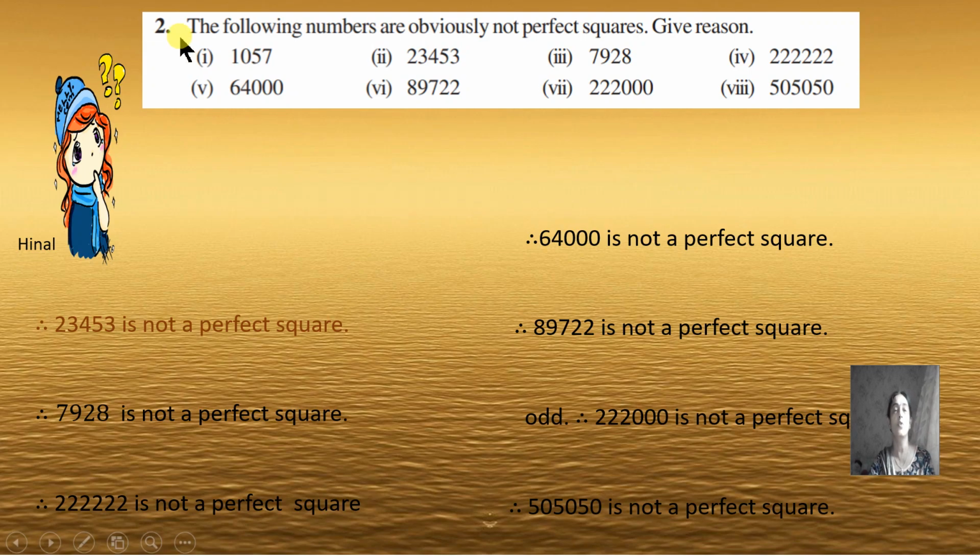Question 2 is, the following numbers are obviously not a perfect square. Give reason. These numbers which are given to you are not a perfect square, so you give reason. Now Heenal reads this question and she's thinking, why are these numbers not a perfect square? What reason can I give? Looking at them, how can we say that it is not a perfect square?